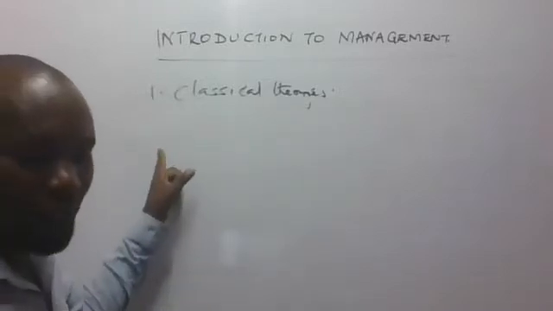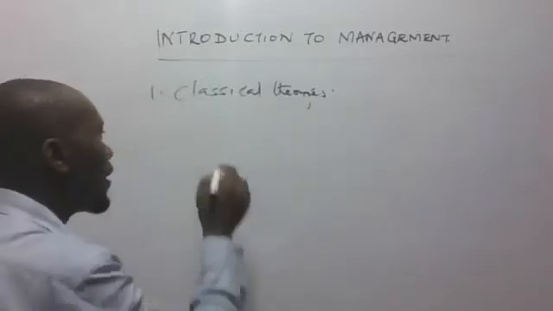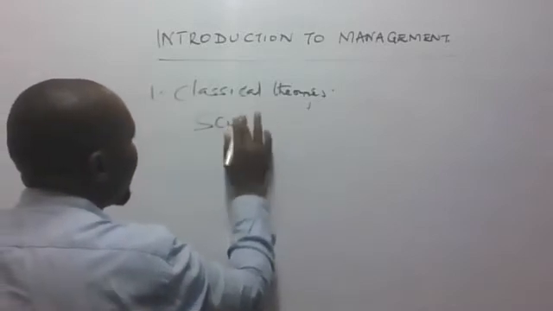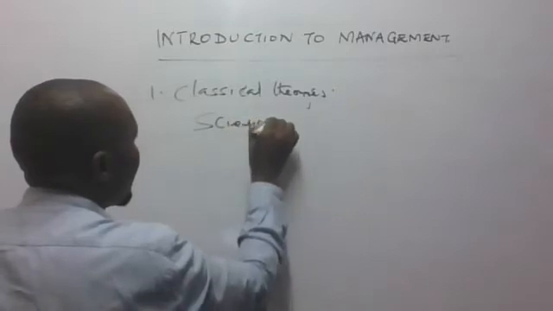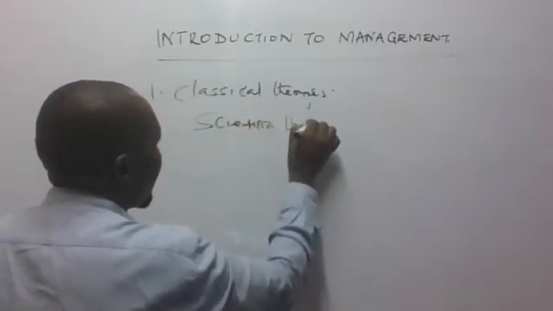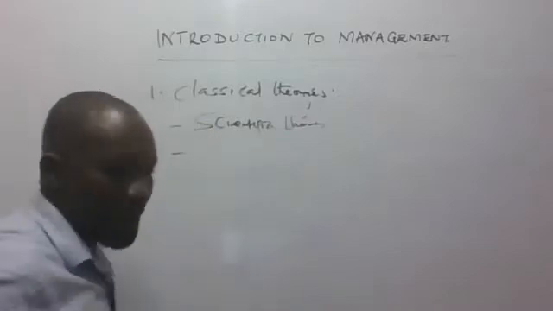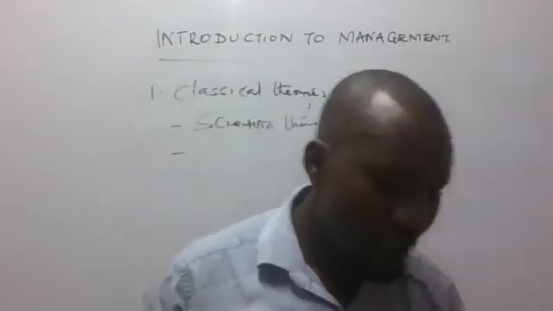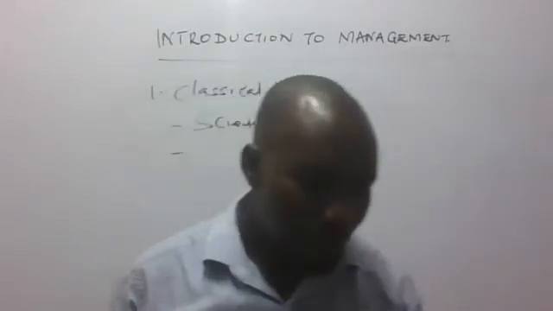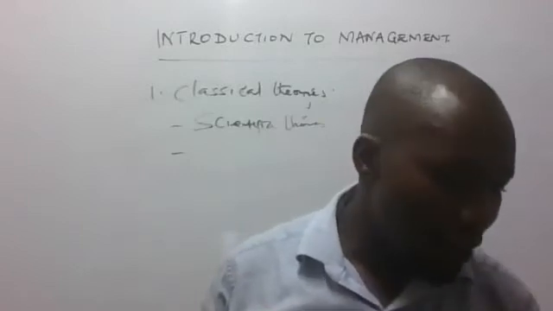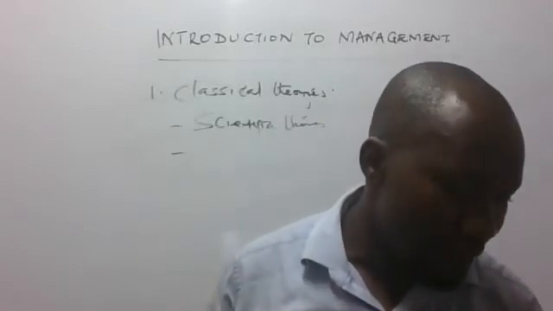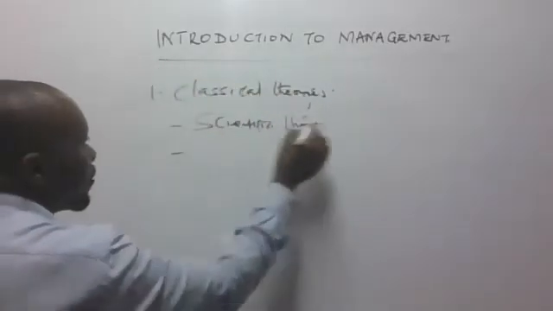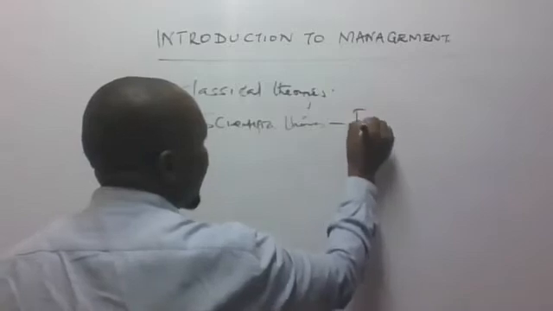And under classical theories, we have theories like scientific theory. Scientific theory was basically one of the first ones, which was actually promoted by Frederick Taylor. Then after scientific theory, we have other theories on top of that. We have other theories like administrative theory.